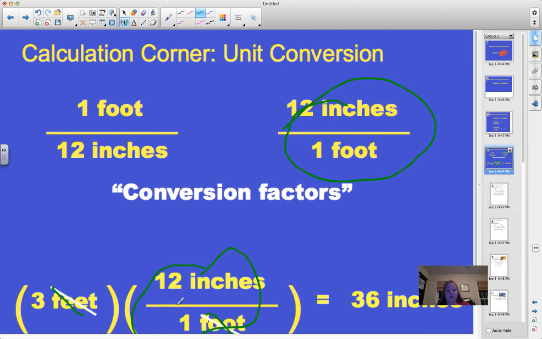Okay, so once we get our inches up on the top, which is what we're looking for, and we do the multiplication because the 3 and the 12 are both in the numerator, we notice that we get 36 inches.